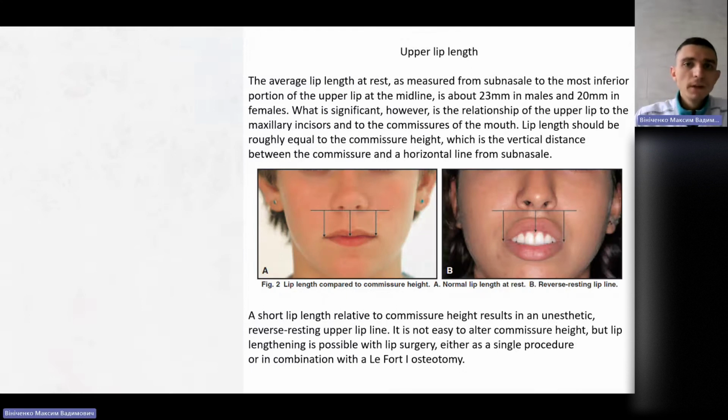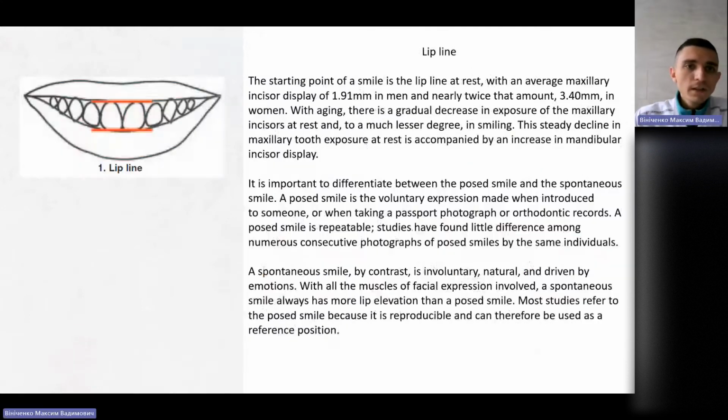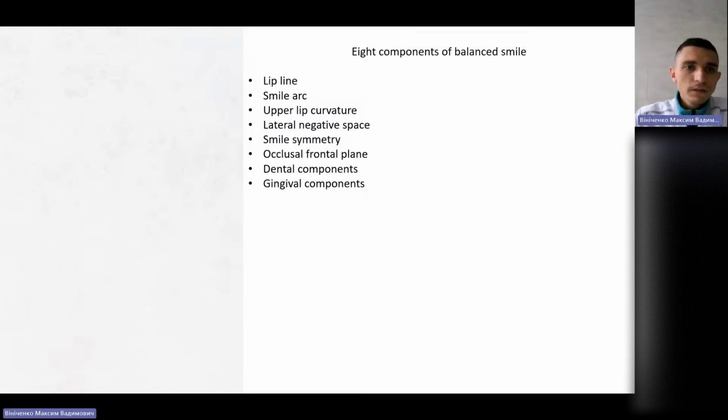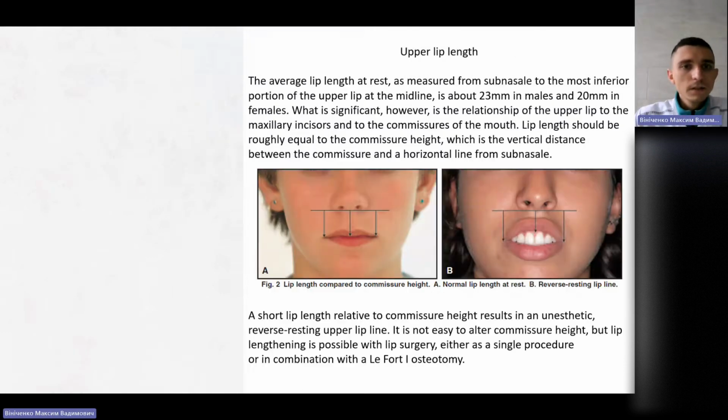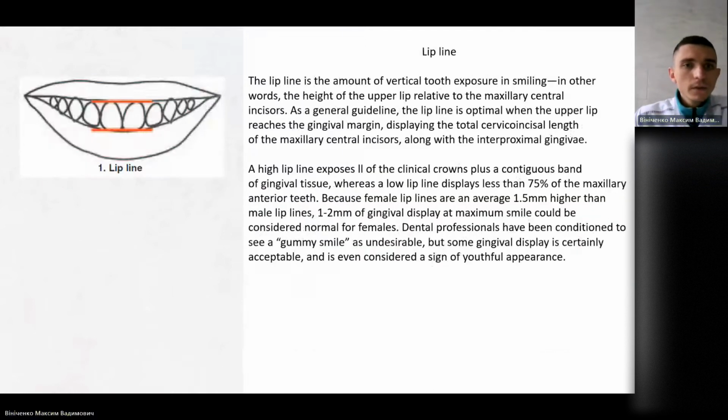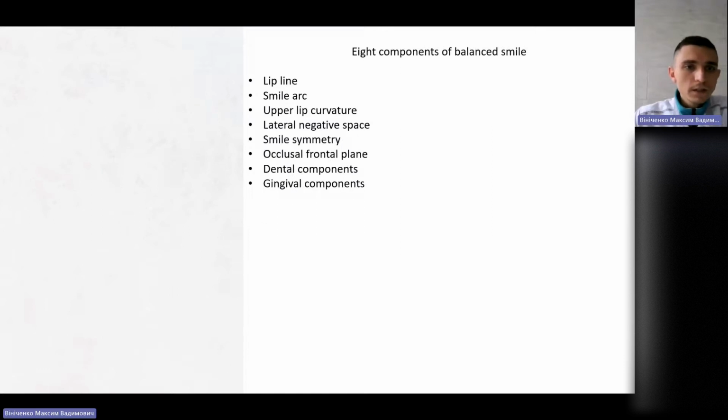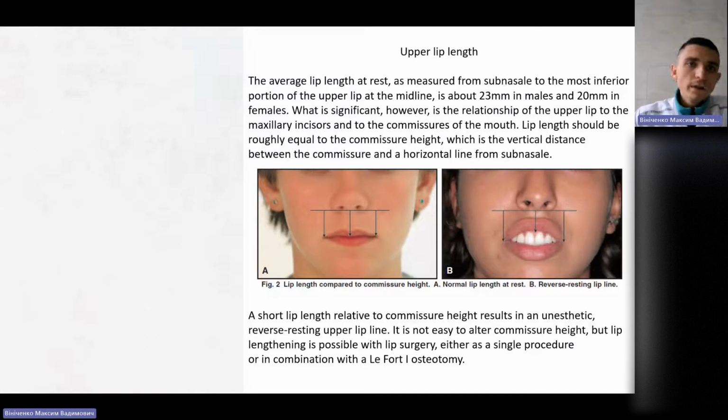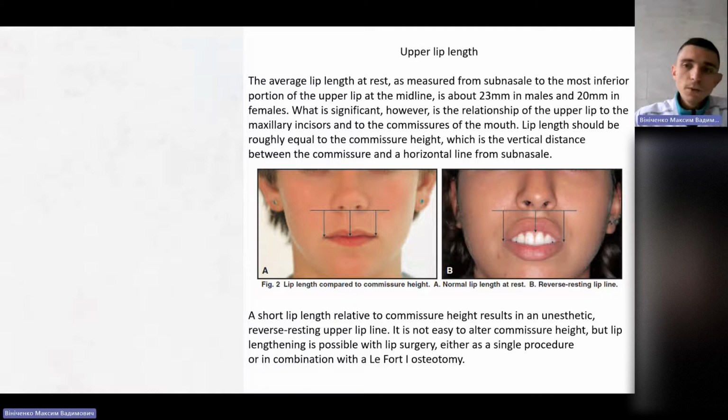Next, the upper lip length. The upper lip length is one component of these 8 components of a balanced smile. The average lip length at rest, as measured from subnasale to the most inferior portion of the upper lip at the midline, is about 23 millimeters in males and 20 millimeters in females.